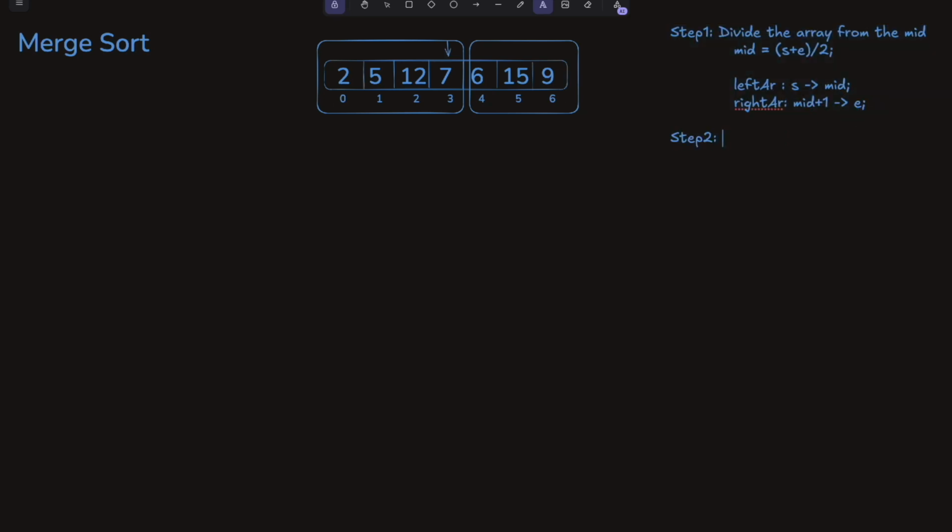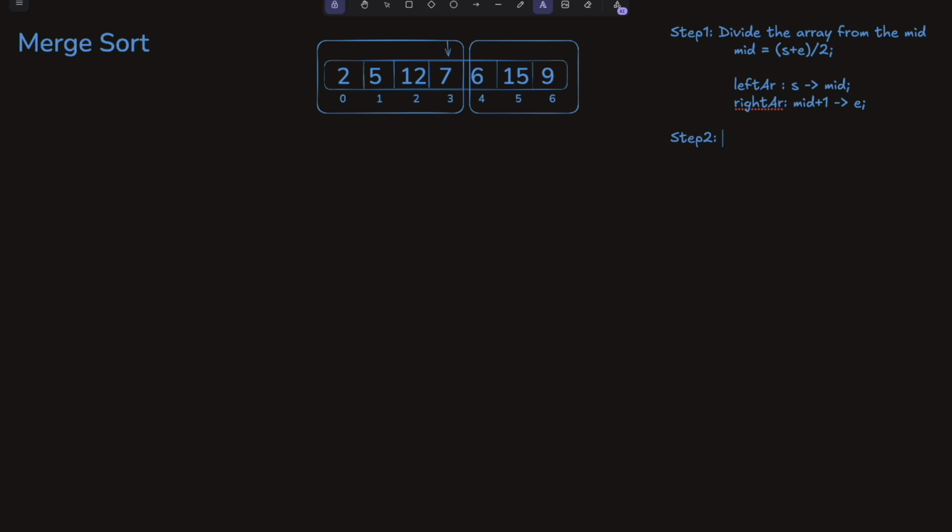Step 2. Once we have divided the array in two parts, we have to keep dividing them until we find only one element left in the array, or you can say when s is equal to e. So we need to do this recursively. For that you should know recursion as well. If you don't know, we will cover the recursion topic in the upcoming videos.